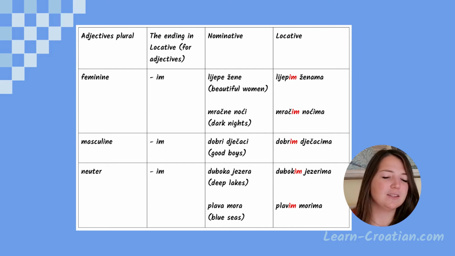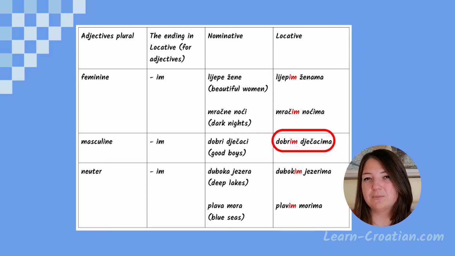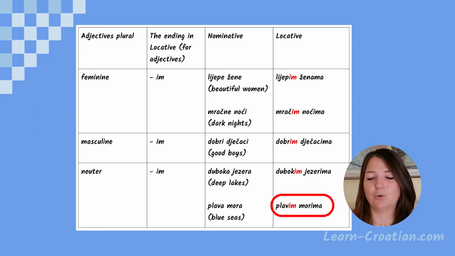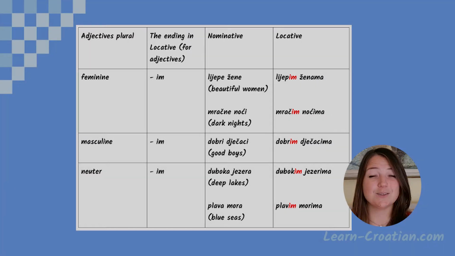Lijepim ženama. The same is for dobrim dječacima, and also for the neuter, dubokim jezerima and plavim morima. I think this is simple enough.